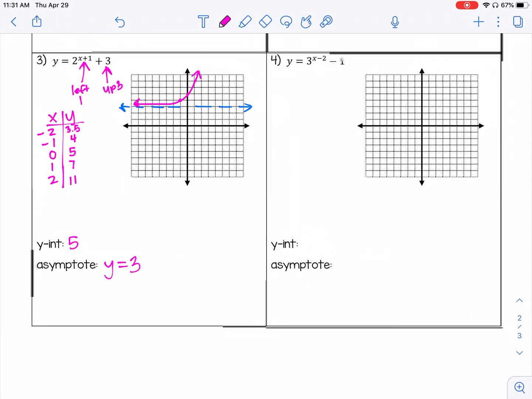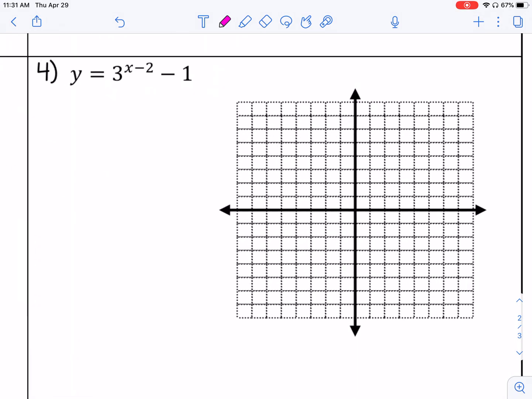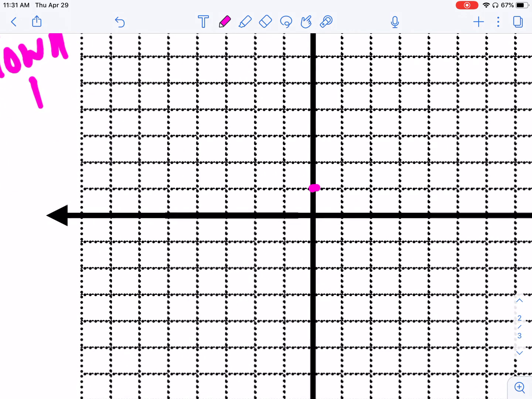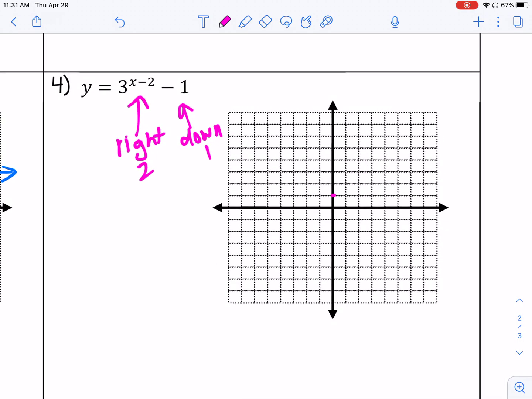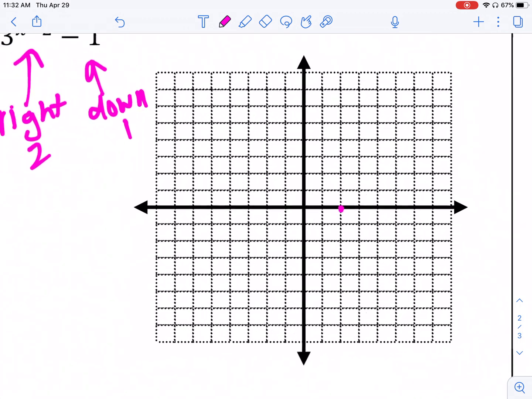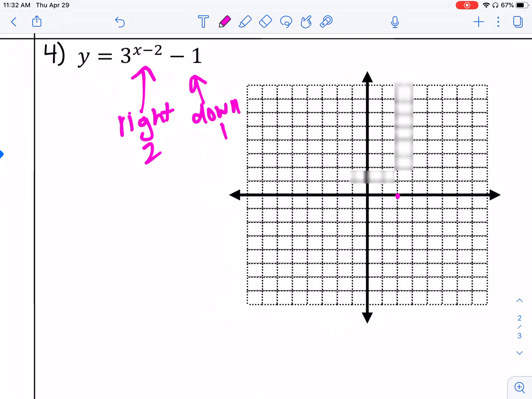Okay, final example here. Again, we've got a horizontal shift and a vertical shift. Okay, so this x minus 2 means we're going right 2, and this negative 1 means we're going down 1. Okay, so start from the beginning. Where is our y-intercept normally? On the very basic level, it's at 1. Now let's move it right 2 and down 1. So right 2 and down 1 is right here. So that's where we have our graph. Okay, 1 point on our graph.